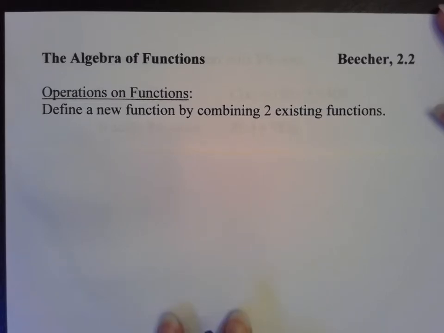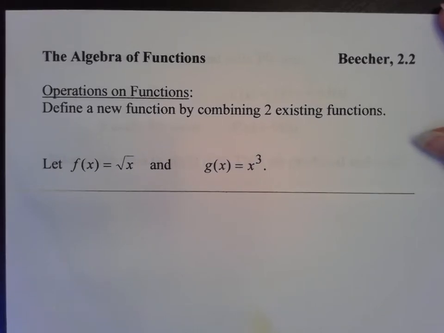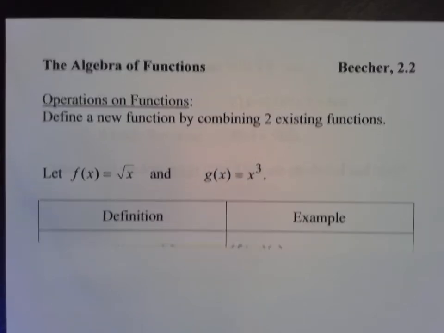So we're going to give an example and the definition at the same time. So here's the two functions we're going to use as our example. Let's let f of x be the square root of x and g of x be the function x cubed. We can take these two functions, which we know a lot about, and combine them together.